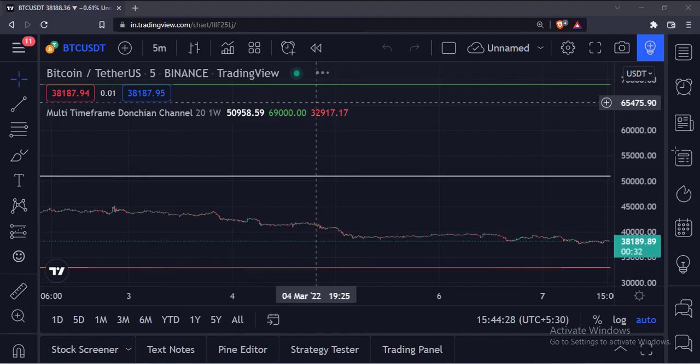So that's it. That's how you can implement a multi-timeframe Donchian channel in the TradingView Pine Script.